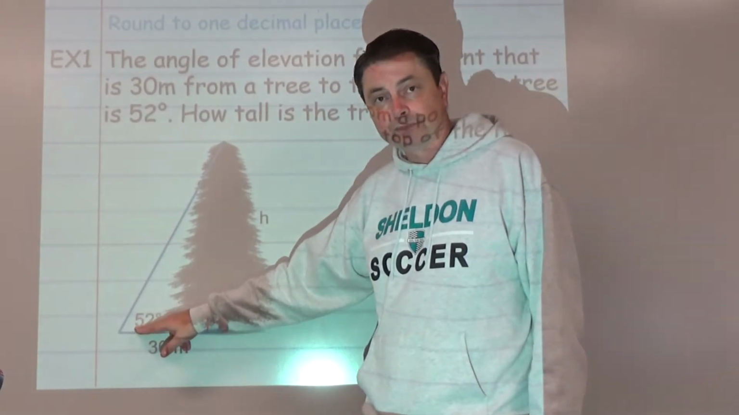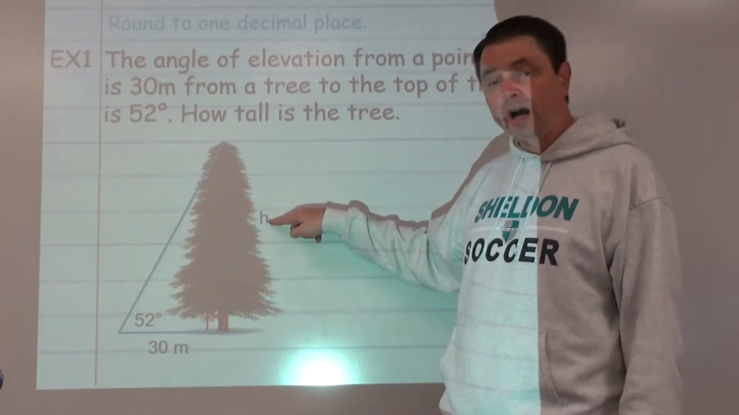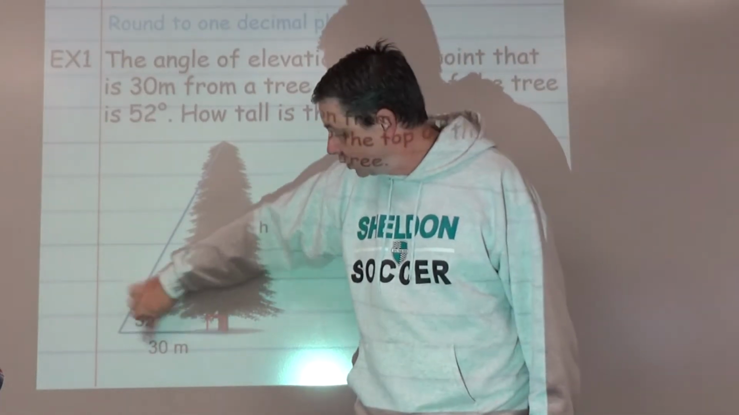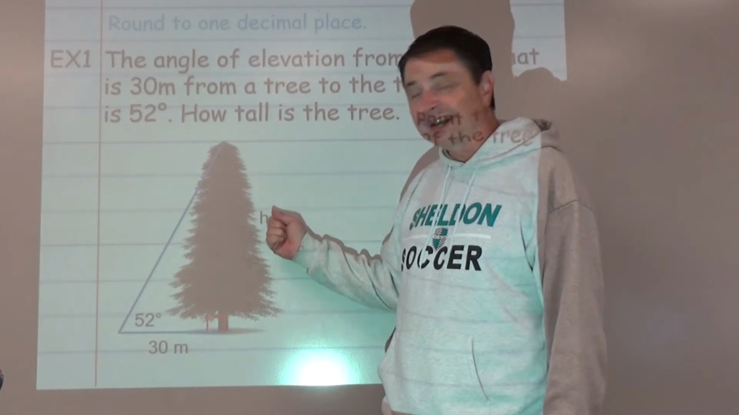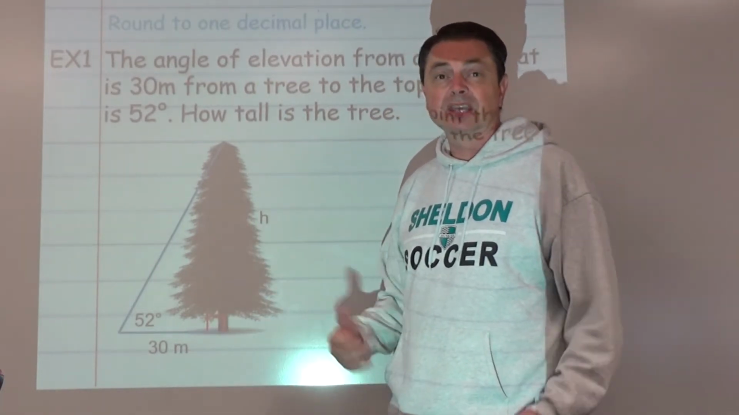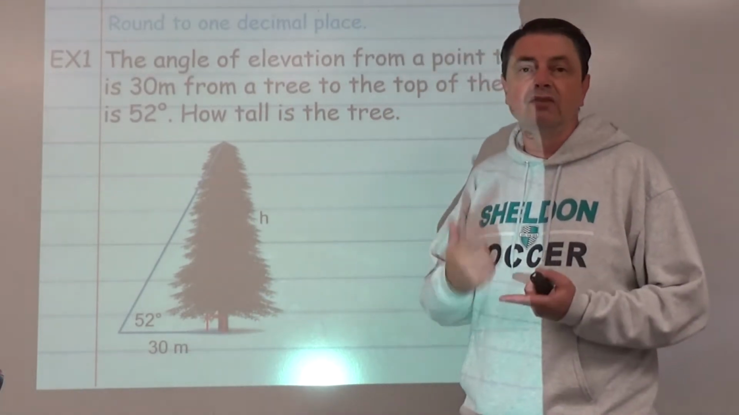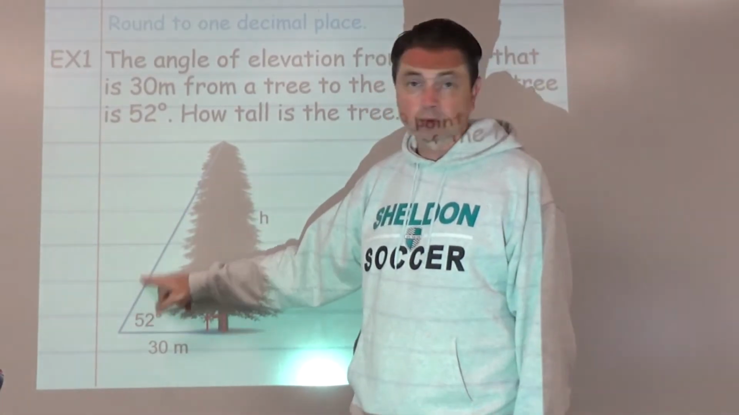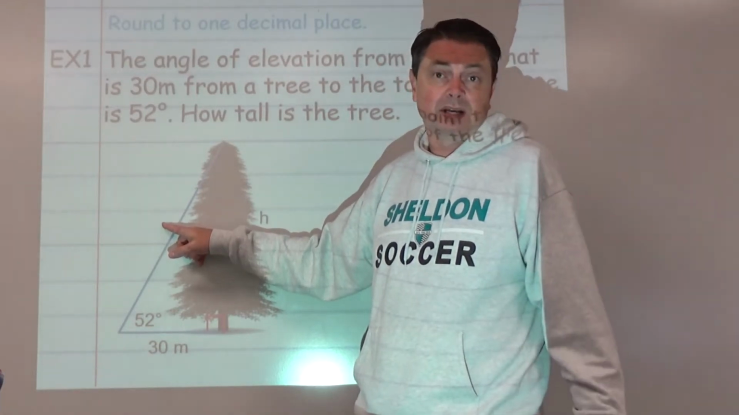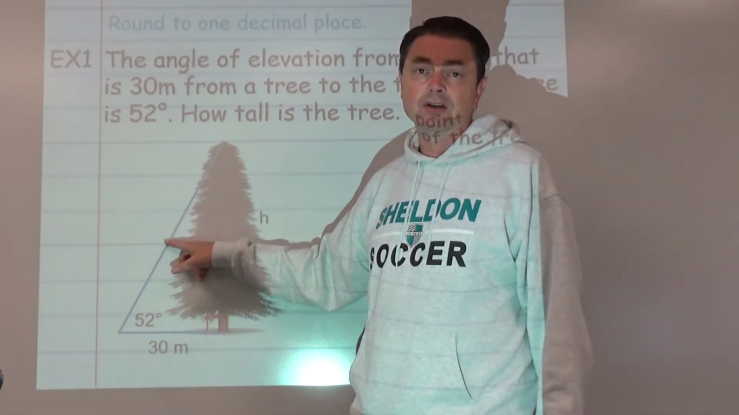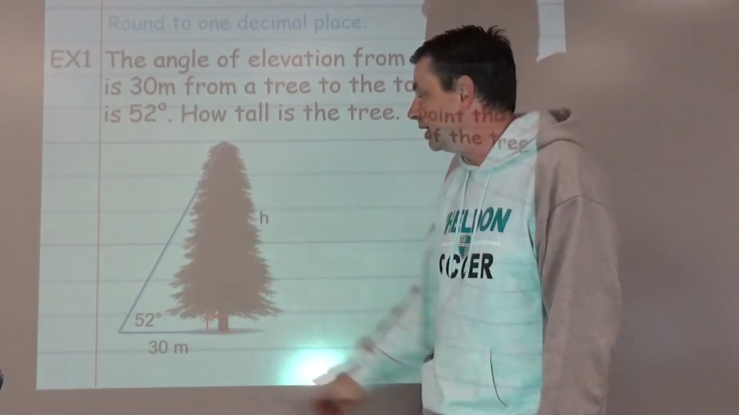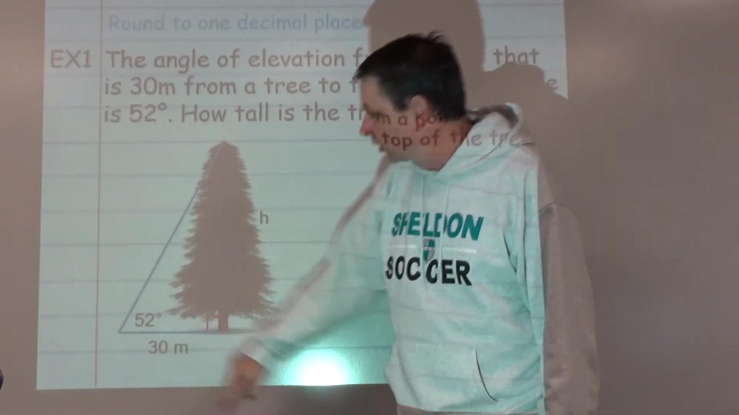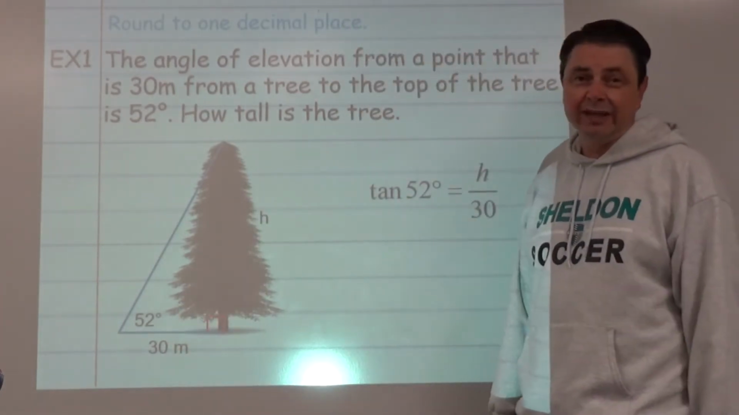Here's what we either have or are trying to find. Here's our angle. We've got opposite, which is what we're trying to find. We've got adjacent, which is known. So we've got to think back to SOH CAH TOA: which one involves opposite and adjacent, and that's tangent. Notice the hypotenuse, we're not trying to find it. We don't know what it is, and we don't really care about it. So that lands us on tangent. Tangent of 52 degrees is equal to opposite over adjacent. That's our setup.